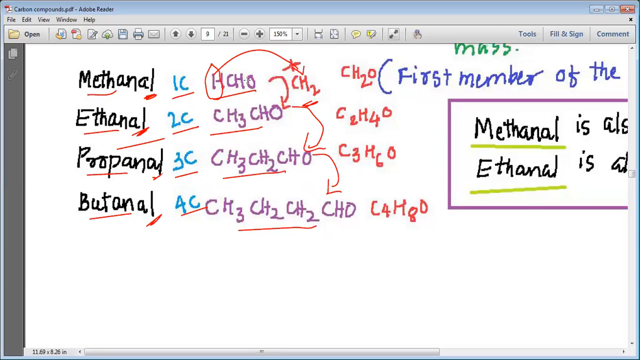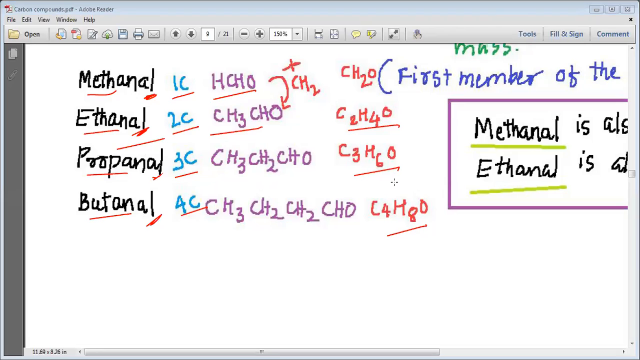Apart from these formulas, we can even write their molecular formulas. For methanal, we write CH2O. For ethanal, we write C2H4O. For propanal, C3H6O. And for butanal, my students, we write C4H8O. Each time you add an extra CH2, you come from one compound to another compound, and that is how the homologous series is formed.